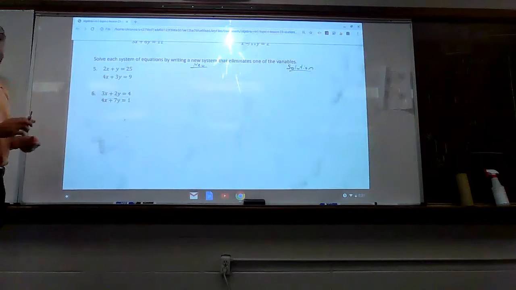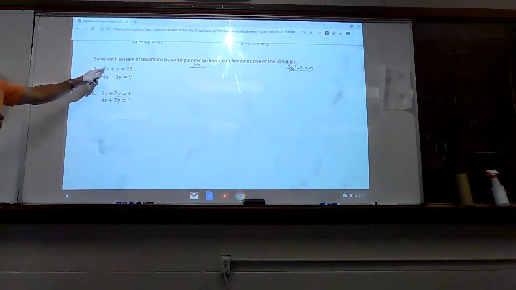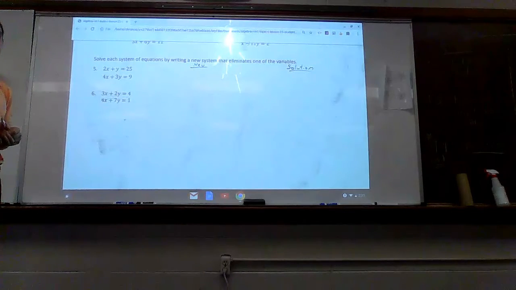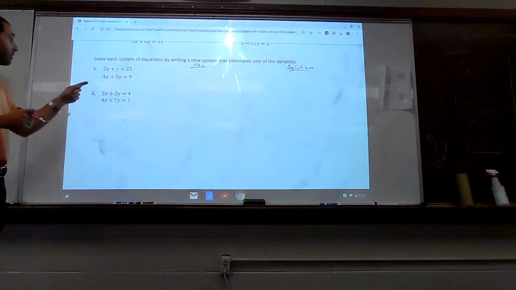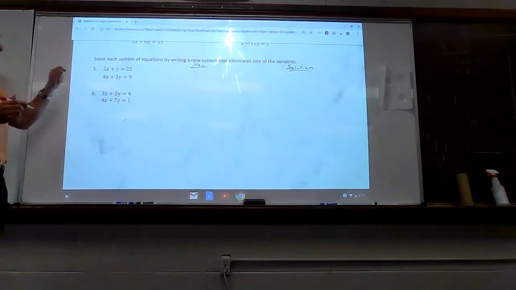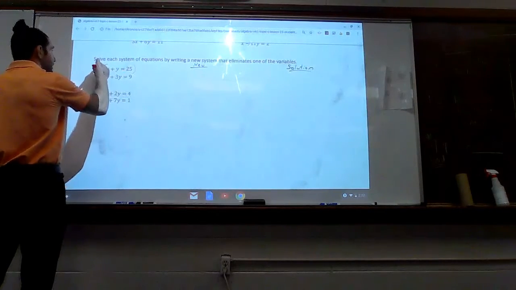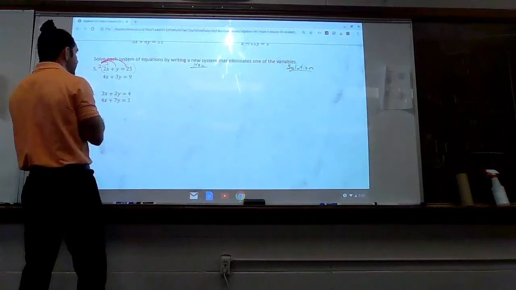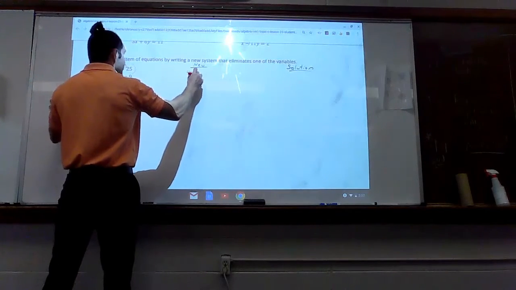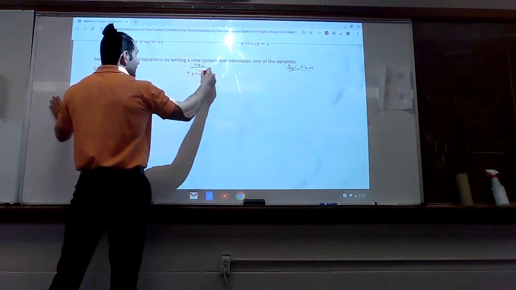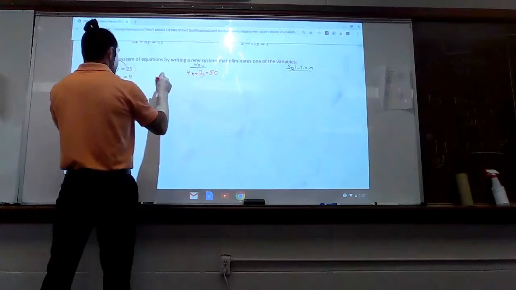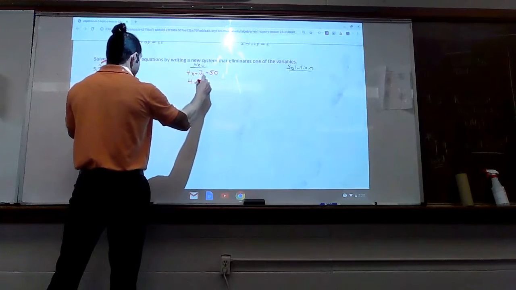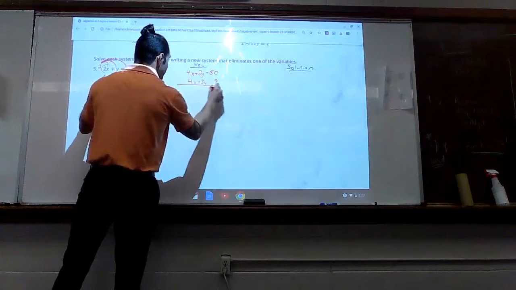2x, 4x, y, 3y. It does not matter, but we know that we're going to have to multiply this equation by something. I always like to keep my numbers smaller. So to get 2x to be 4x, I multiply by 2. I made this mistake on the last example. I need to show all of them. 4x plus 2y equals 18. Bring this one over. 4x plus 3y equals 9.